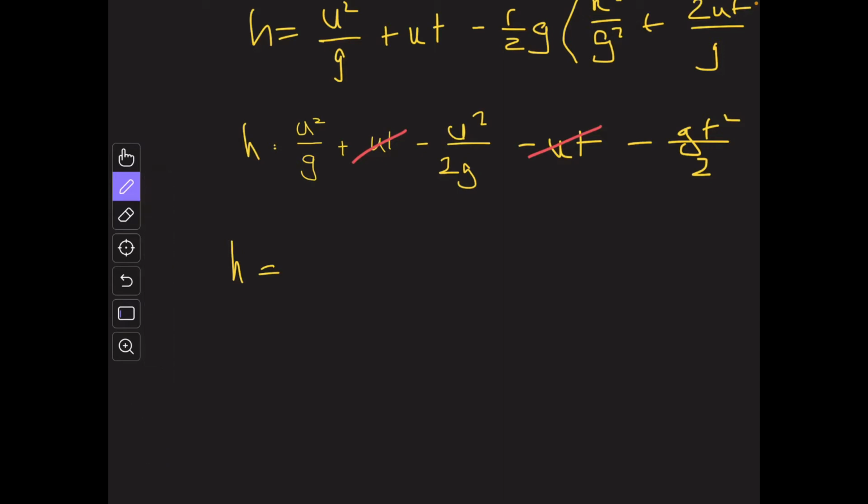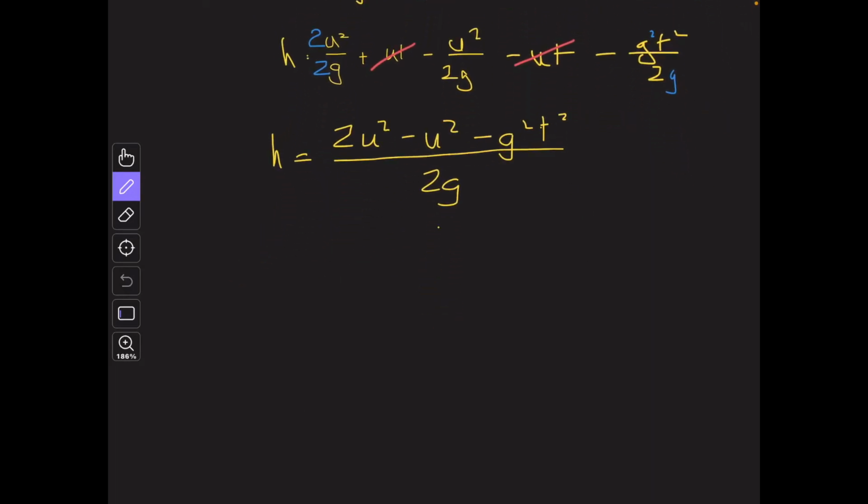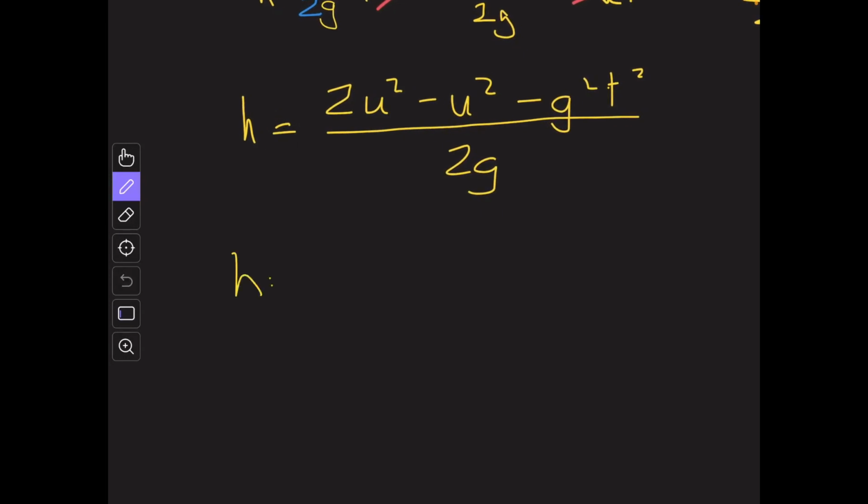So I'm going to do it in blue here. I'm going to multiply this top and bottom by 2 to make it 2g. I'm going to multiply this top and bottom by g, so this becomes g squared. Now they all have the same bottom, we can just write them on top. So I'm going to say 2u squared minus u squared minus g squared t squared all over 2g. And then let's just simplify that. h equals 2u squared minus u squared is just u squared minus gt squared all over 2g.